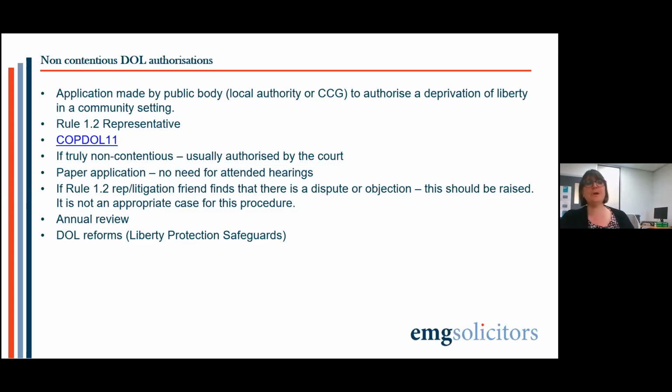There should be a Rule 1.2 representative appointed, either family member or professional, to raise the person's voice within the proceedings. I think I've put a link there to the COP-11 form. If you ever want to have a look at it, you've probably seen one. It's a really, really long form, and it addresses all of the same kinds of things that are addressed in the standard authorization process, but it talks about what the care package is going to be. Is there going to be any restraint? What's the care package going to look like? Where are they going to live? What's the ratio of care home staff to patient, and all of that kind of thing.